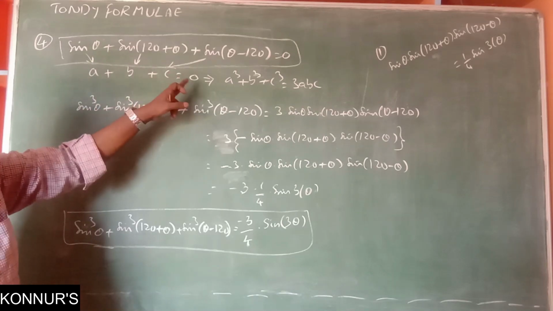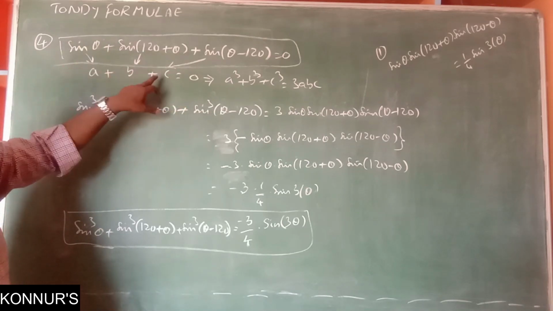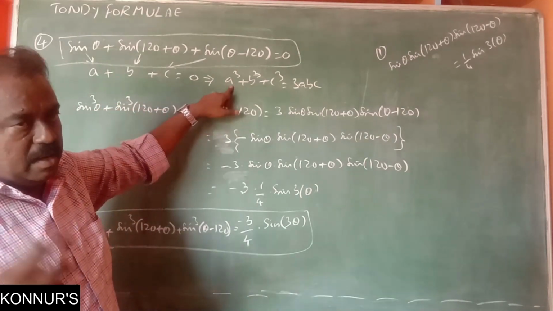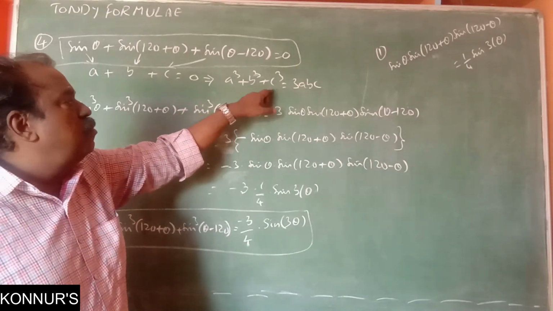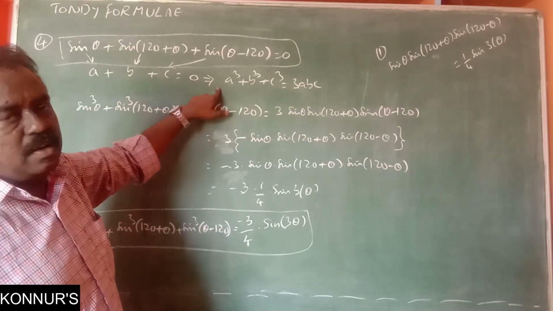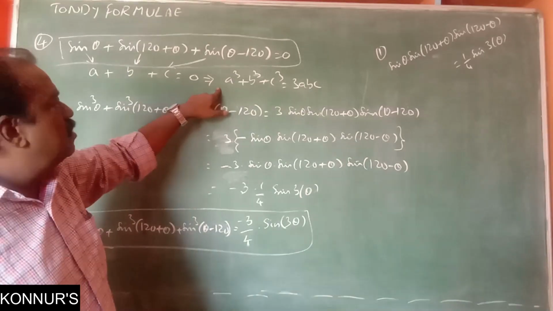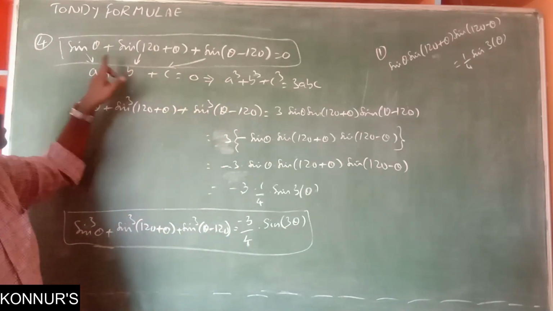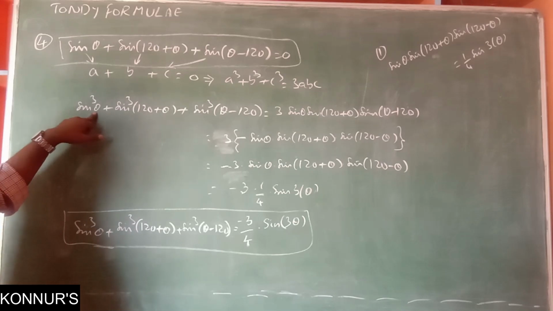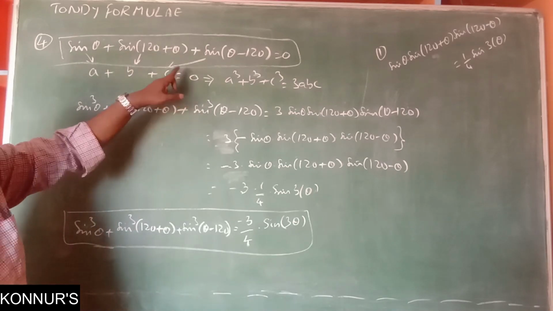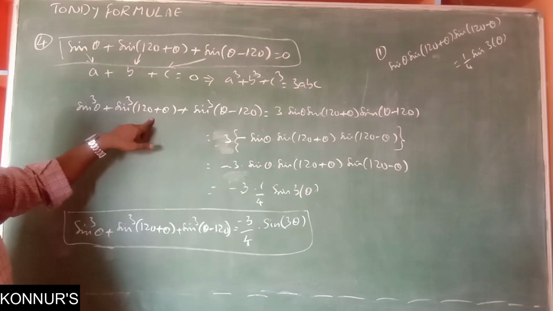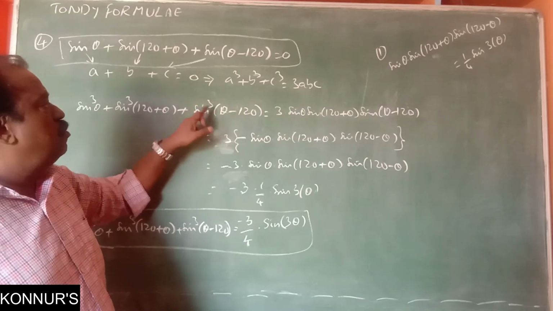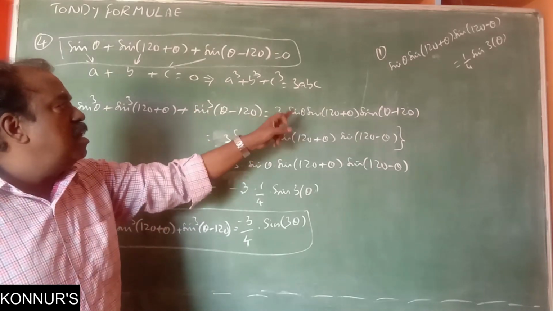A plus B plus C is equal to 0 now. If A plus B plus C is equal to 0, by arithmetic fundamental formulas, A cube plus B cube plus C cube is equal to 3ABC. One formula is there. It is fundamental. In lower classes, this formula is there. So, what is A? A is sin theta, sin cube theta. B is sin of 120 plus theta, sin cube of 120 plus theta. C is sin of theta minus 120, so it is sin cube of theta minus 120. This is equal to 3ABC. You substitute.